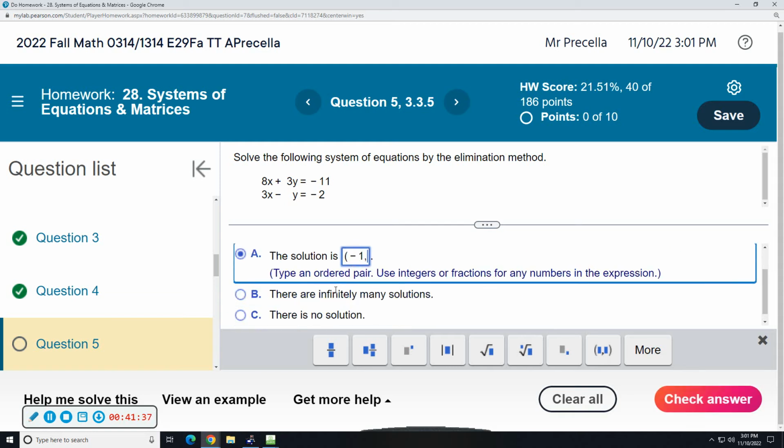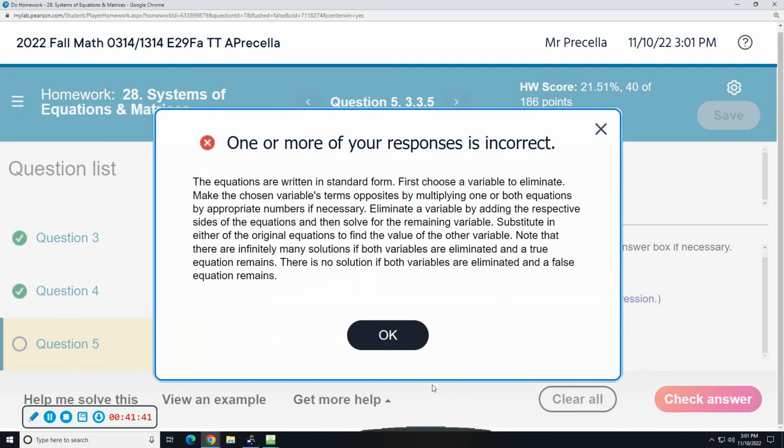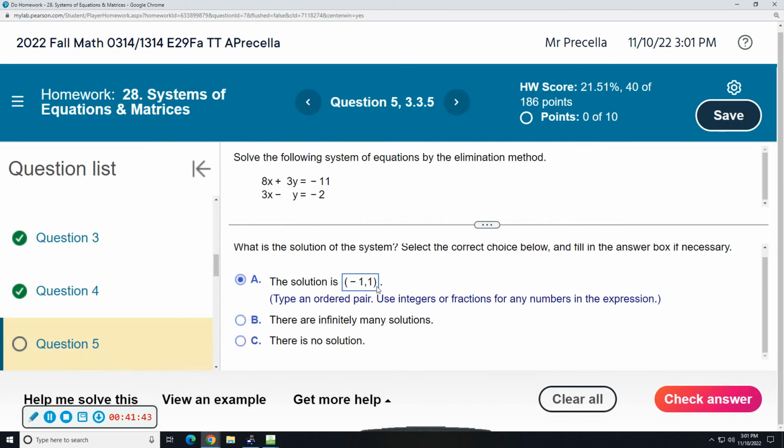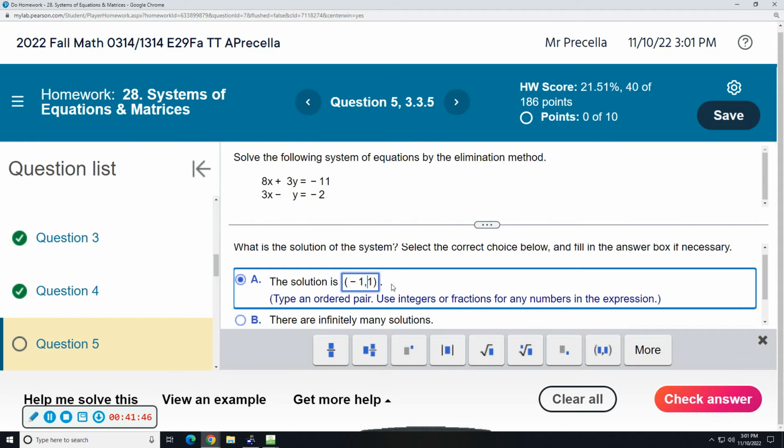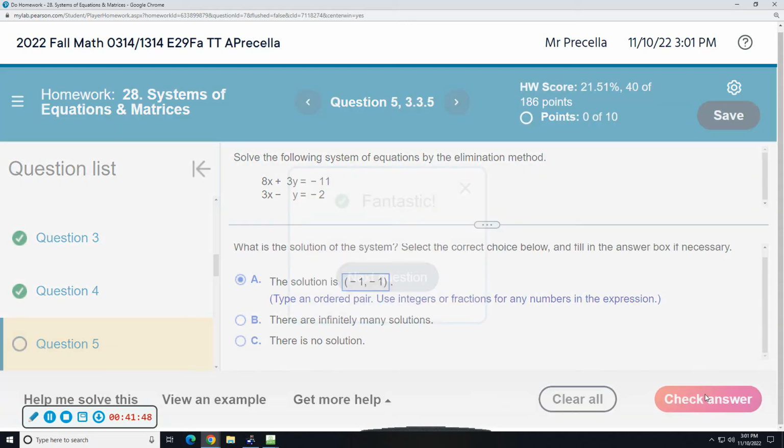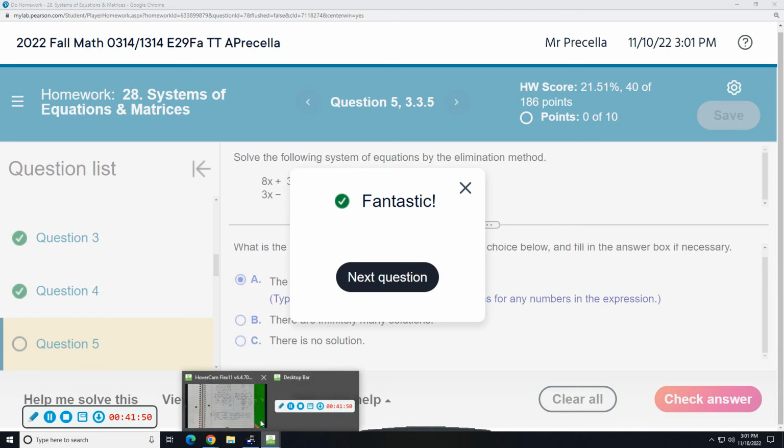Let's punch in the answer first. I think you've typed in the wrong thing. Oh, no. Oh, it's -1, -1. Okay, I don't put the minus there. Okay, and now let's go back.